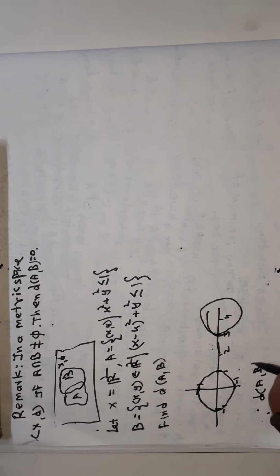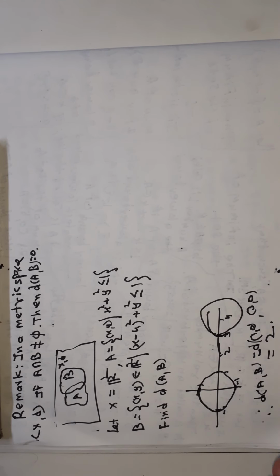Therefore, the distance between A and B is equal to the distance between (1, 0) and (3, 0), which is equal to 2. Therefore, the distance between A and B here is equal to 2.